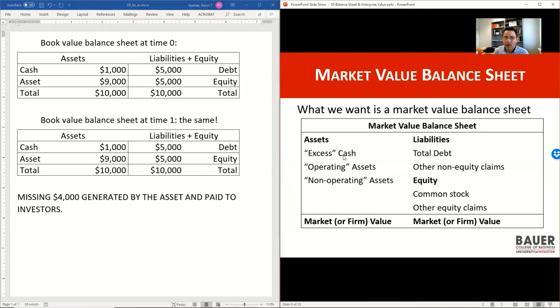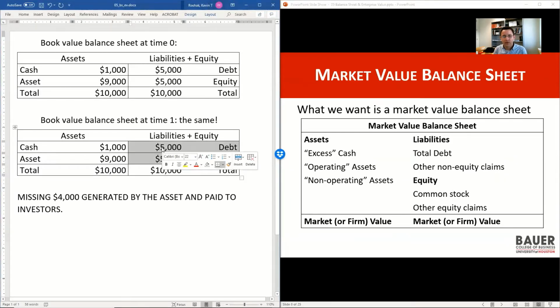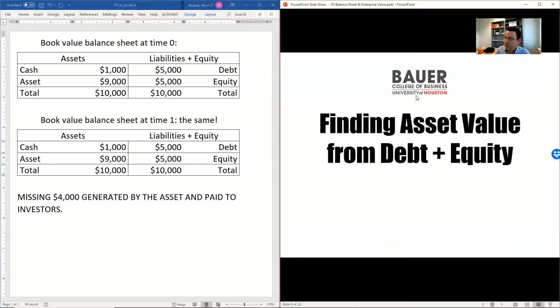Okay, what we want is a market value. Instead of looking at these historical numbers, we want to figure out what stuff is worth to investors. How much are investors willing to pay for the equity? How much are investors willing to pay for the debt? That's going to tell us how much the asset is worth. Right? This kind of historical cost accounting is only a very rough approximation of that. Okay, so let's see how we can infer the economic, the market value of the asset based on the value of the debt and the equity.